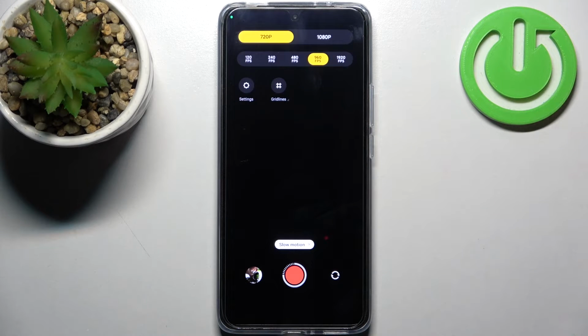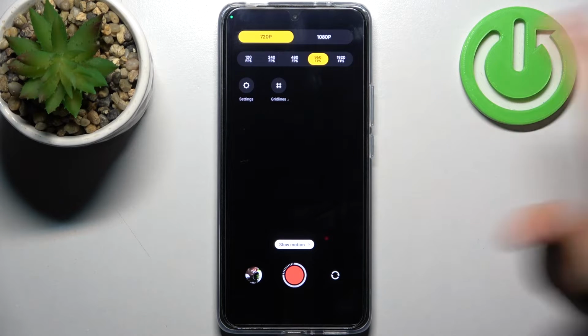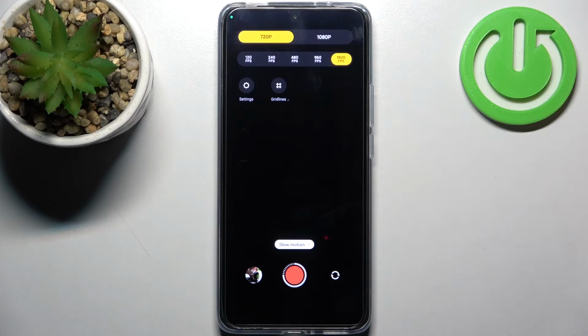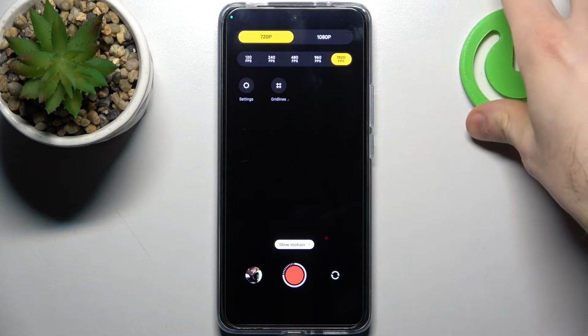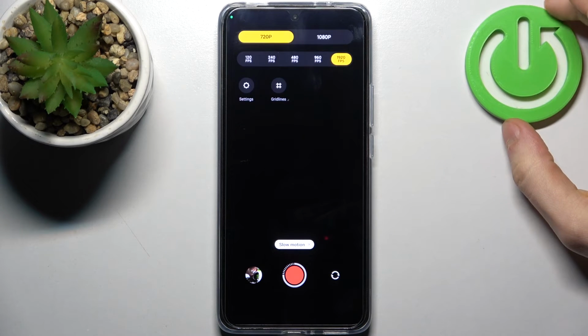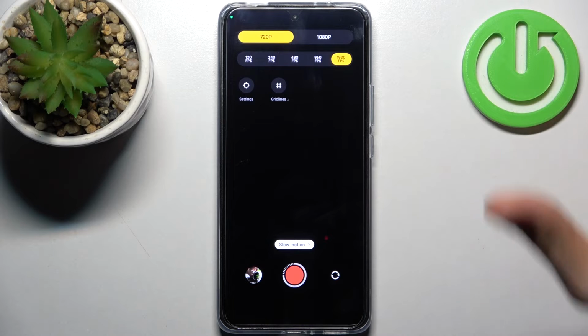960 is kinda decent slow motion, and 1920 is super slow motion, the one that you can see in Hollywood action movies and other very professional stuff.